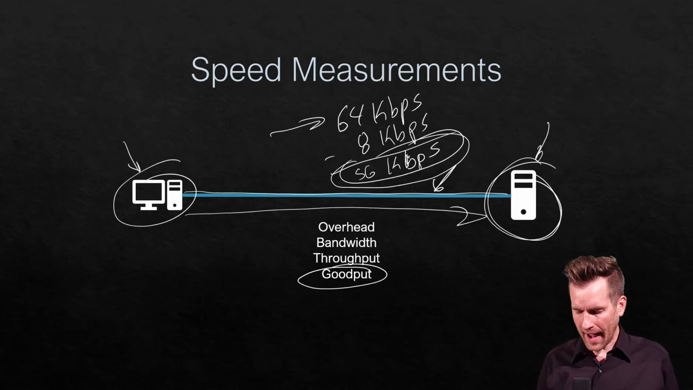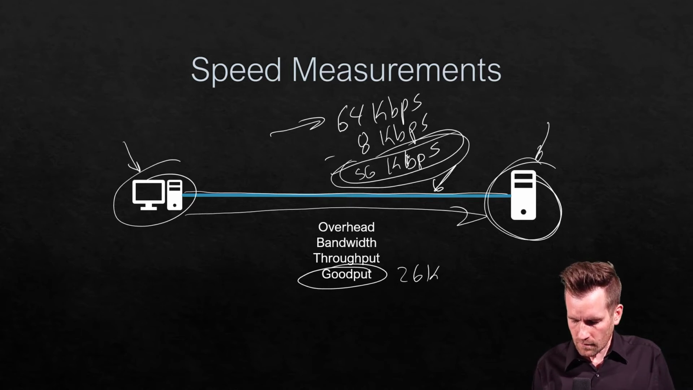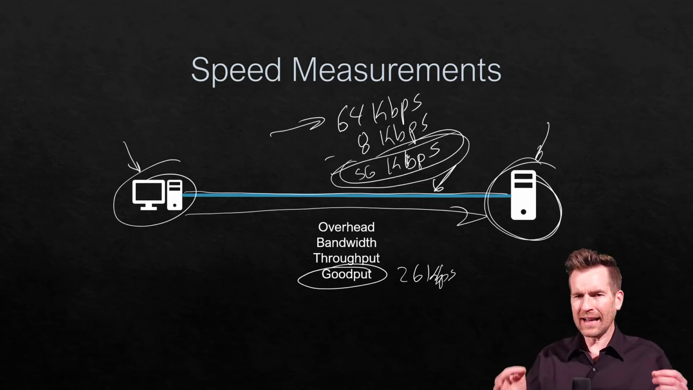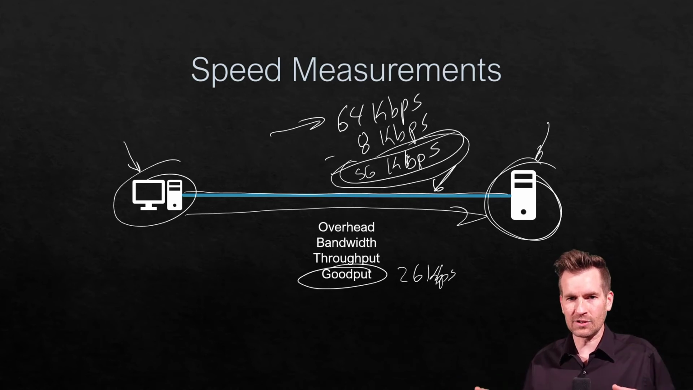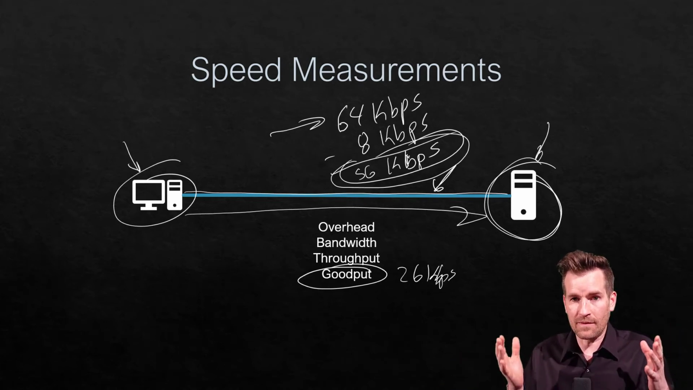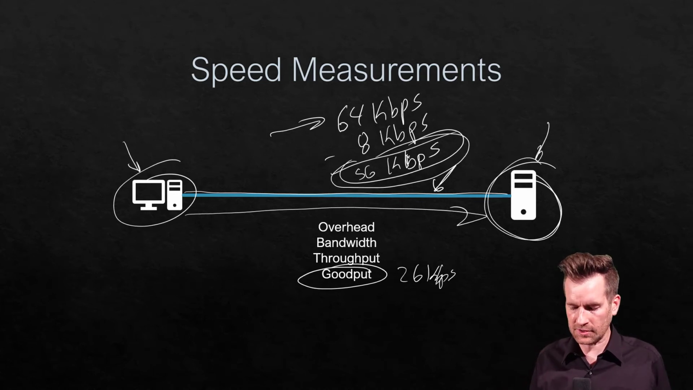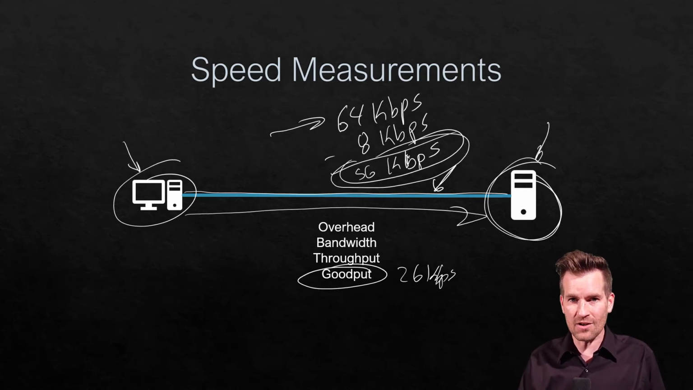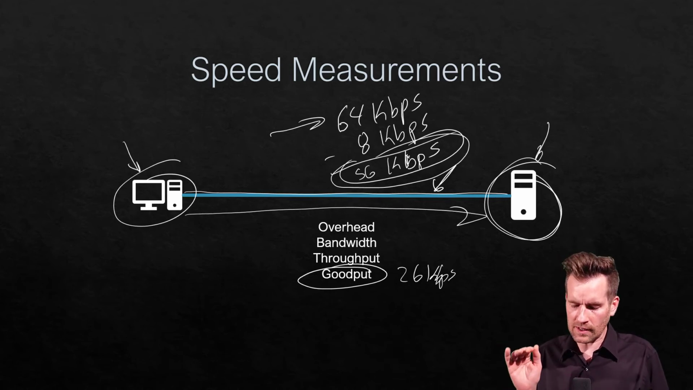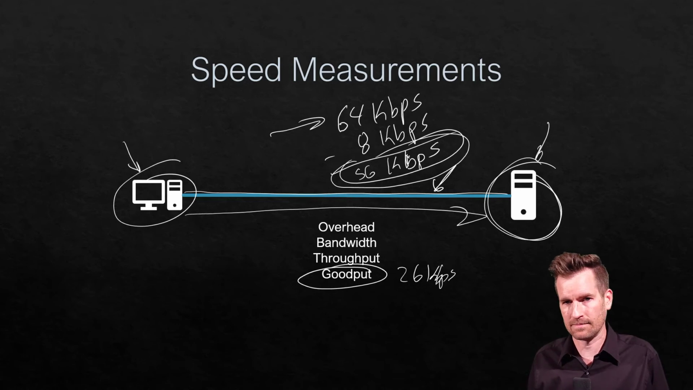So maybe our actual throughput right here is 26 kilobits per second that we actually have that can make it through this connection right here. So you've got to take into consideration things like signaling and traffic that has to be resent, and those types of situations, because it could severely hinder your connection speed. And it's not measured purely by strictly bandwidth.